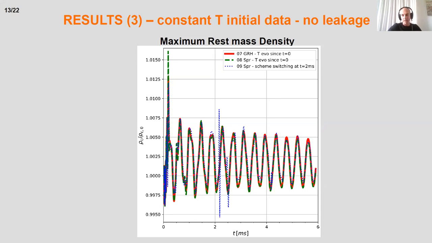So basically, you should consider also the fact that the tau conserved variable is maybe not updated, so you should recompute the tau variable. And you see that indeed, after 2 milliseconds when the scheme is switched, we have a big shock in the rest mass, but then after some oscillation, these oscillations are damped, and basically the evolution of the rest mass matches with the other simulation.